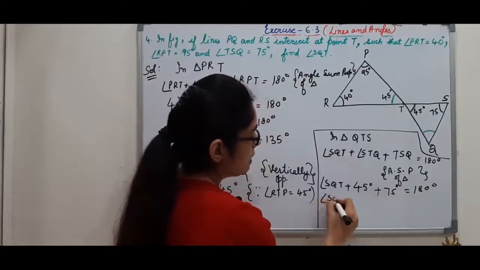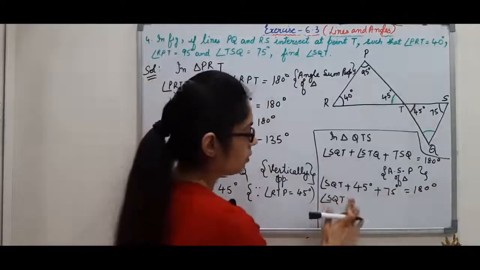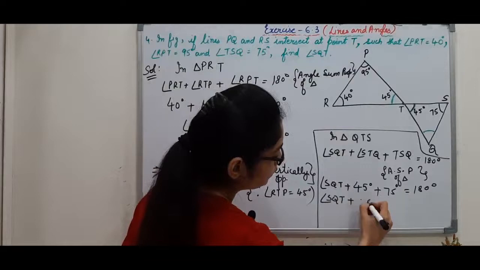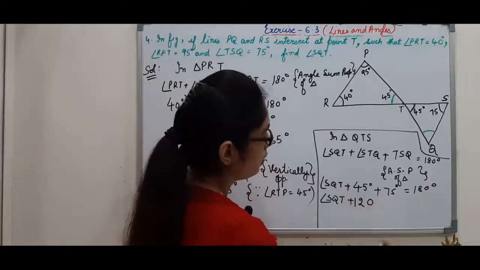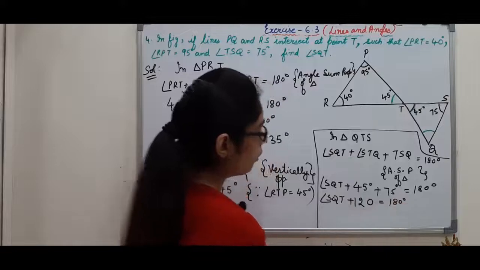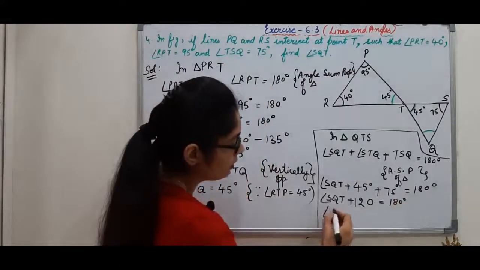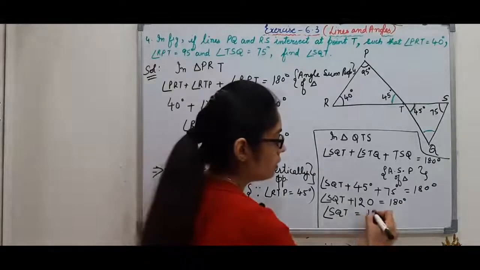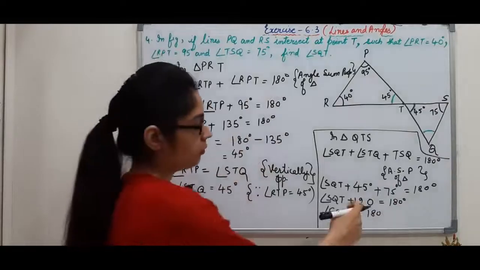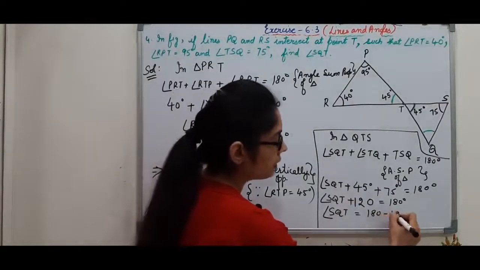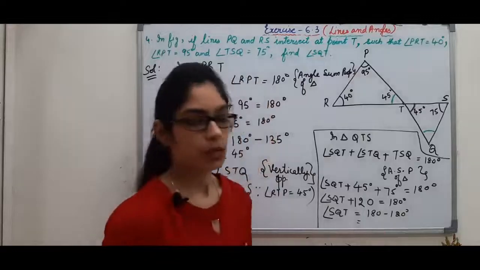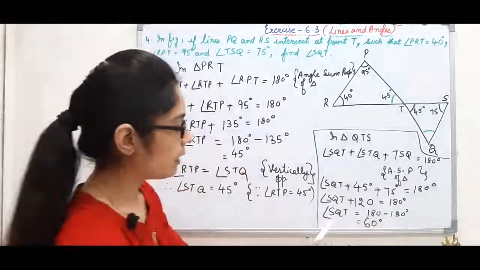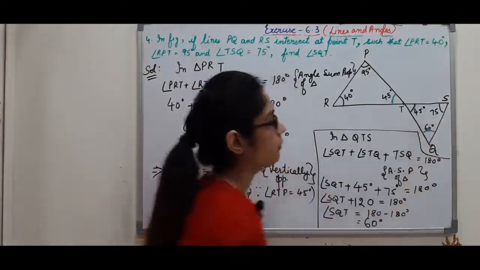Now STQ is equal to 45 plus 75, so it is equal to 120, which is equal to 180 degrees. Now we need to find the value of SQT. So let's write SQT on this side and shift 120 to the other side. So on changing the side, plus 120 will change to minus 120. So 180 minus 120 is equal to 60 degrees. So we found the value of SQT equals 60 degrees.